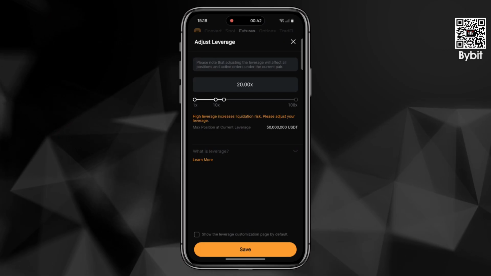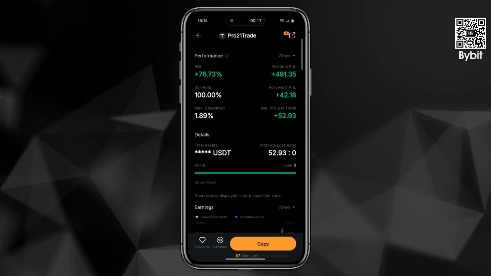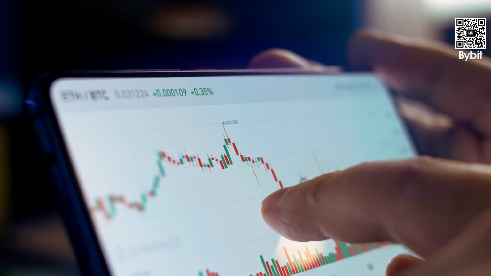In futures copy trading, you can use leverage. On Bybit, it goes up to 100x. But remember, the higher the leverage, the greater the potential profit and the risk of losing funds. Additionally, each trader in the ranking displays statistics, returns over recent days, number of followers, maximum drawdown, and trading style. This helps you choose someone who matches your strategy and risk level.